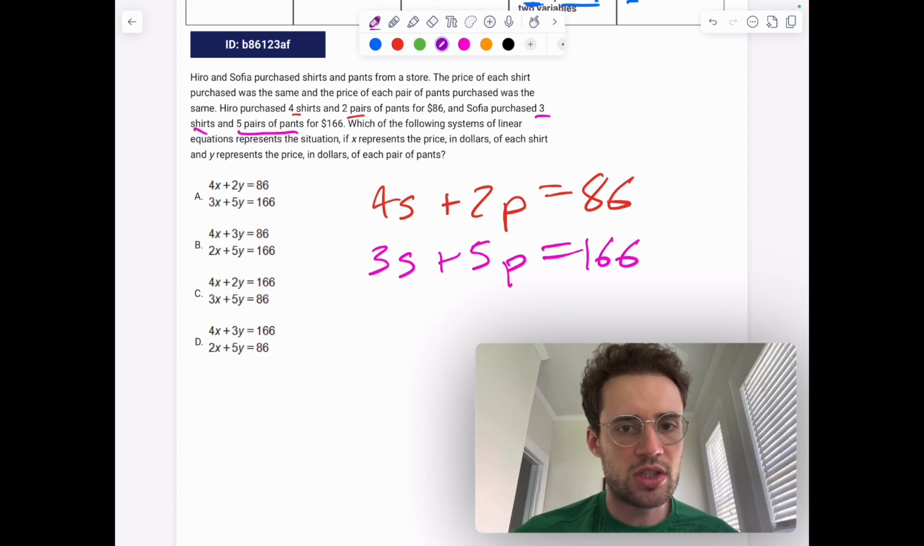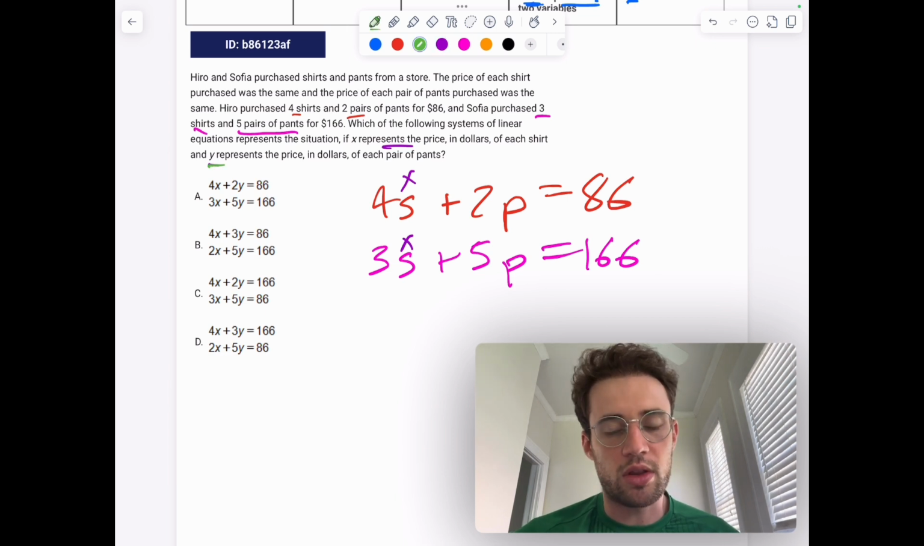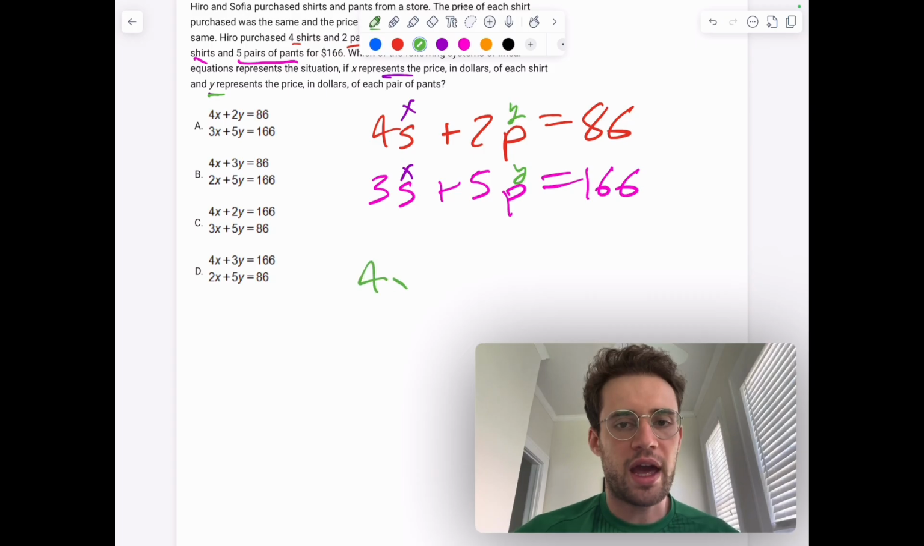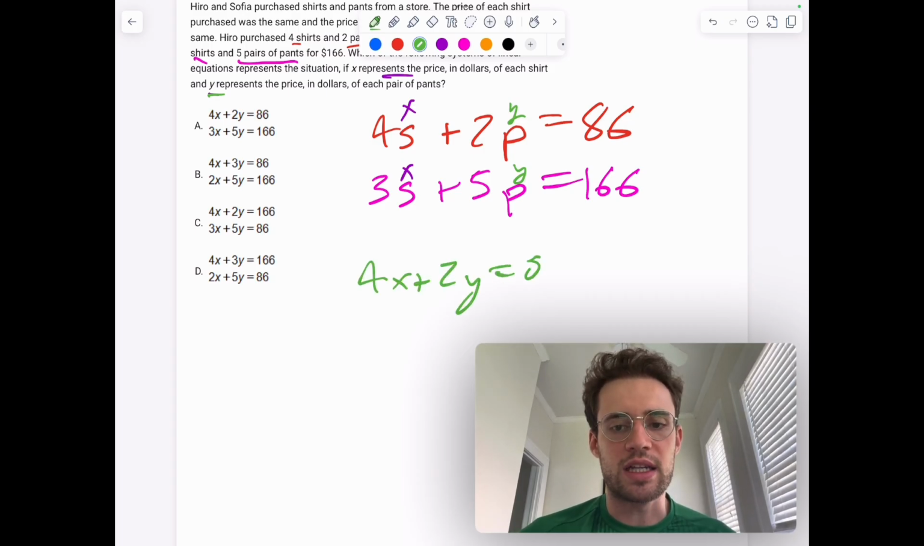Which of the following systems of linear equations represents the situation if X represents the price in dollars of each shirt? So that's what I wrote as S, so we'll just change these to X's. And Y represents the price in dollars of each pair of pants. So I wrote those as P's, so we'll change them to Y's. So it should be 4X plus 2Y equals 86, and 3X plus 5Y equals 166.